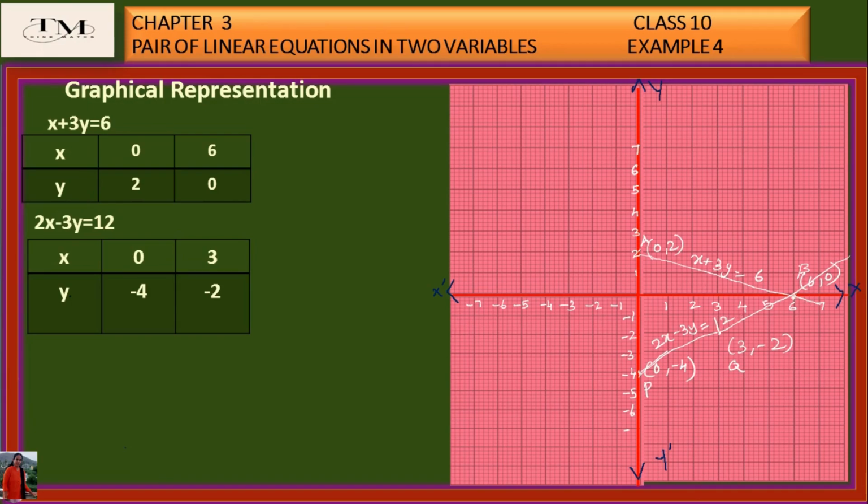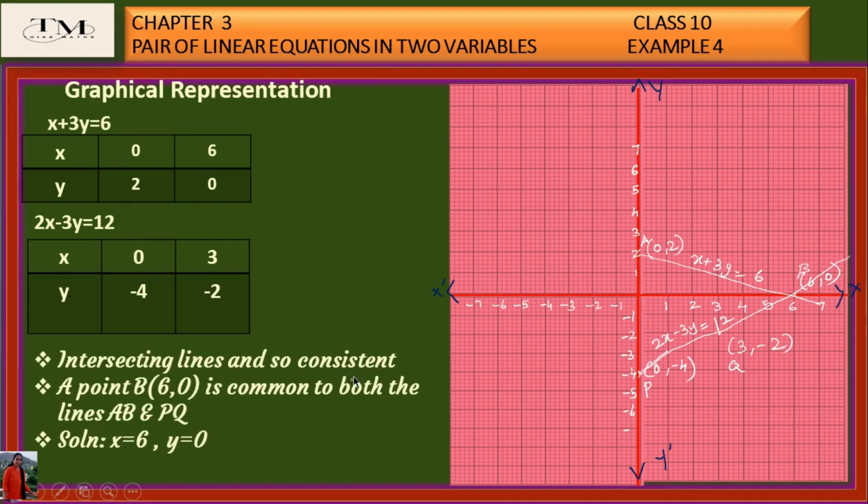Here both the lines intersect at the point 6, 0. Then we have a common point, so we can say that the equations are consistent. So the solution is 6 comma 0. We get intersecting lines and so consistent. The point B of 6 comma 0 is common to both the lines AB and PQ. Therefore we can say that the solution is x is equal to 6 and y is equal to 0. I hope you can understand. So I will go to the next problem.